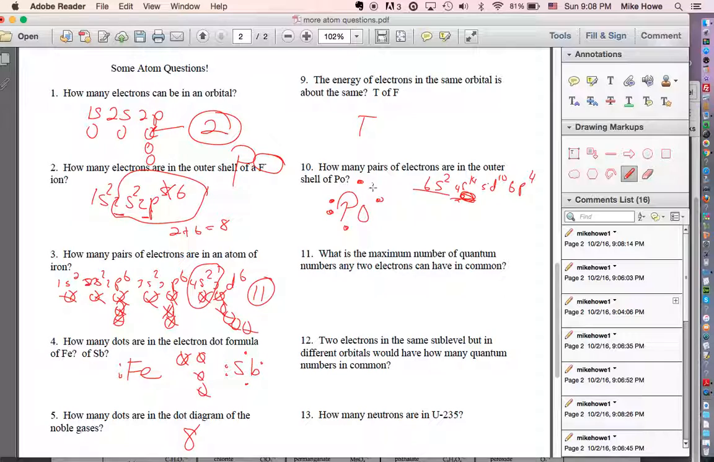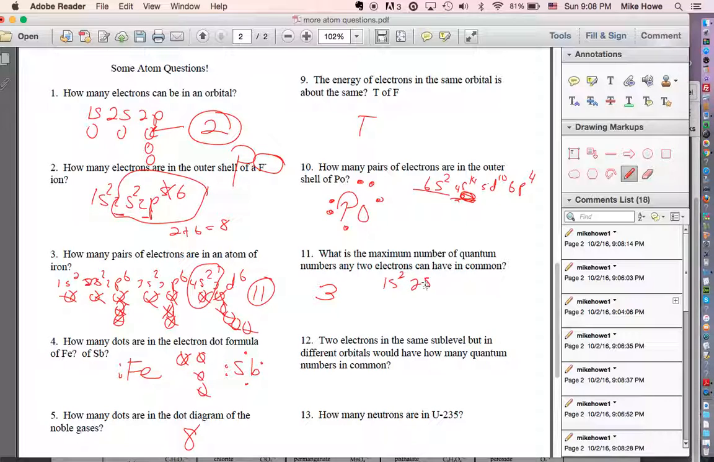So that last one there is the 6th one, and that's a pair. So you got a pair, and single, single, single, pair. So 2 electrons, in quantum, the maximum number they can have in common is 3. We talked about that in class, and it's on the other video as well. But I'll just real quickly show you with something simple.